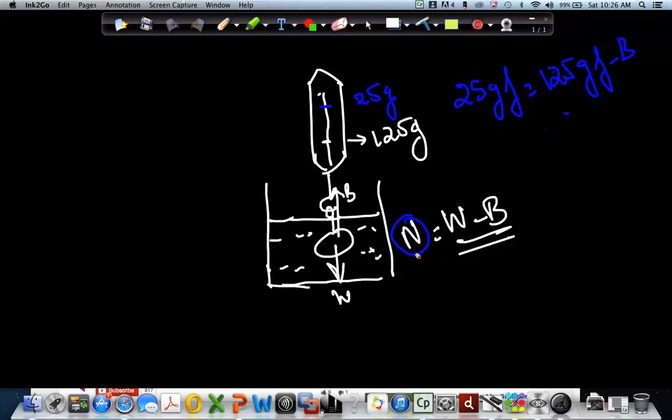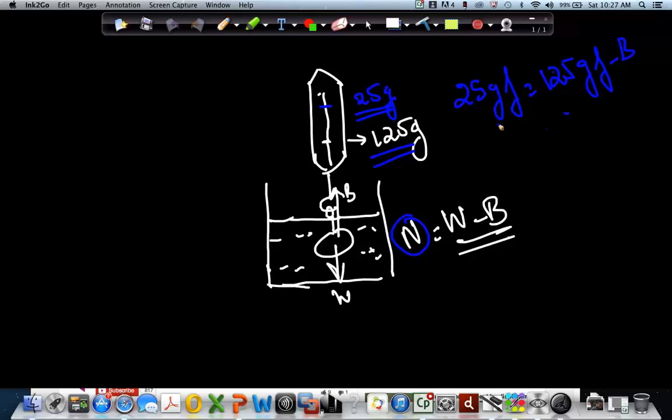What is N? N is what is measured. The net force is what is measured. Once I immerse the body into water, the weighing scale is measuring 25 grams. So the net force which is acting on the weighing scale is 25 gram force, right? So 25 gram force is equal to 125 gram force minus B. I just replaced the equation with the right values. Weight is 125 gram force. When we weighed it without immersing in water, the weight was 125 gram force. After we immersed, the scale is showing 25, which means the net force now is 25 gram force.